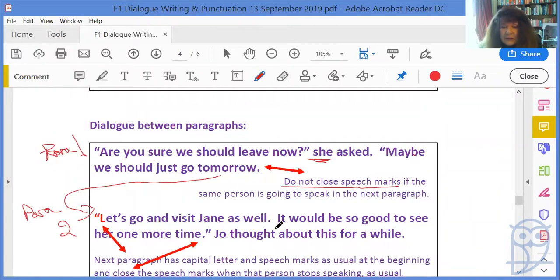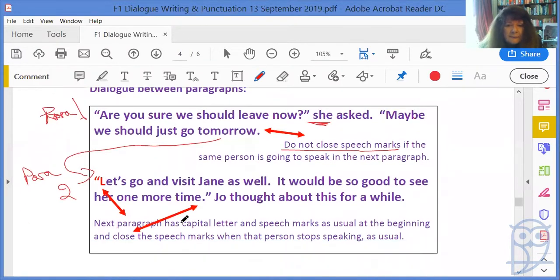"Let's go and visit Jane as well. It would be so good to see her one more time." Okay, the next paragraph has capital letter and speech marks as usual at the beginning. And you close the speech marks when this person stops speaking as usual. All punctuation inside. Joe thought about this for a while. So this is going to be another paragraph, and we're going to blah, blah on about something else.